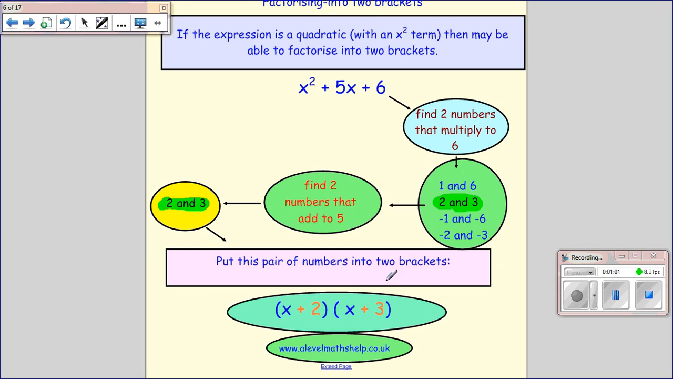Now we put these numbers into our two brackets. We do x plus 2, because we use positive 2 and positive 3, and x plus 3. And if we multiplied this out, x times x would give you x squared. x times 3 would give you 3x. 2 times x would give you 2x, plus the other 3x gives you 5x, and 2 times 3 will give you the 6. So if you multiply this out, you would come back to your original expression.